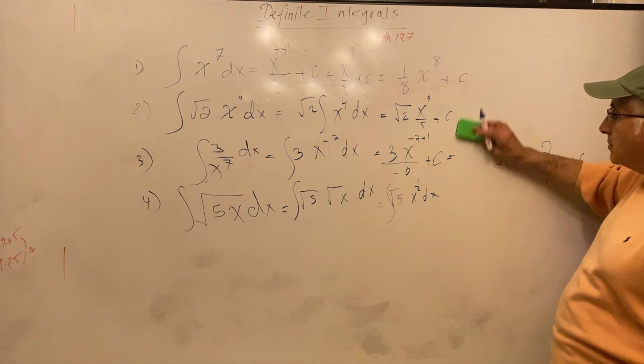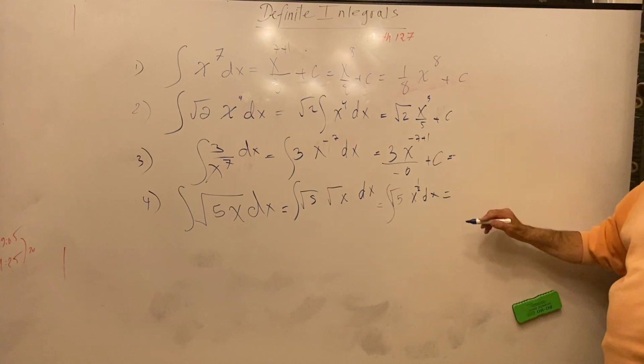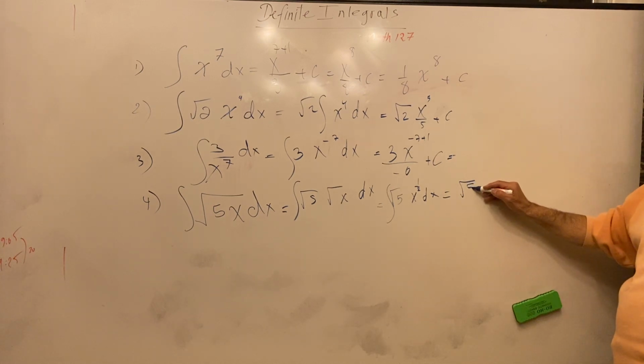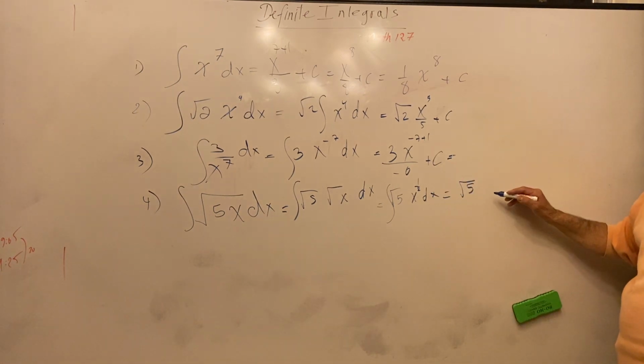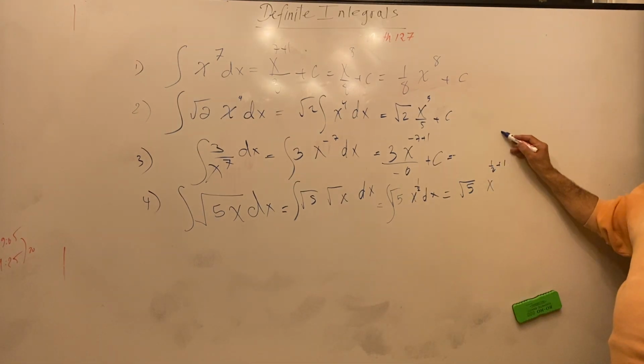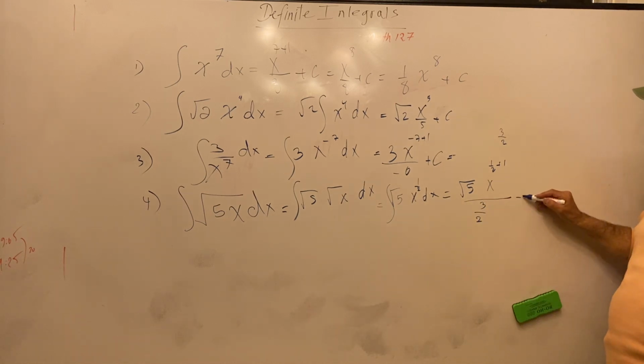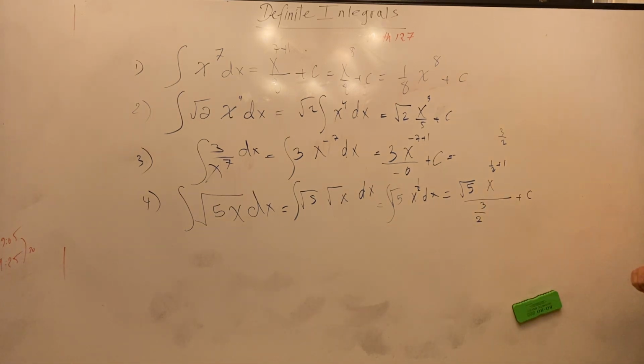Once you do it this way, then you should have no problem in finishing up. Because the power is what? Half. And leave this alone. x power half means what? Plus 1. Half plus 1, which is 3 over 2, over 3 over 2. Plus c. Correct? Always you add. In integration, you add to the power. In differentiation, you subtract from the power.